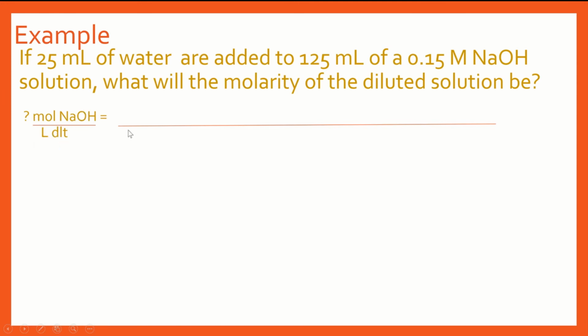It really helps you when you're starting to set up your factor label, getting the correct units into the right places. So 125 milliliters of stock. We'll start with that. And let's go ahead and get rid of the milliliters of stock first. Here's my 0.15 molar NaOH per liter. That gets rid of my milliliters of stock. It also gets moles of NaOH on the top, which is what I want. Now my dilution, go ahead and get liters in the bottom here. So 1,000 milliliters of dilution is equal to 1 liter of dilution.